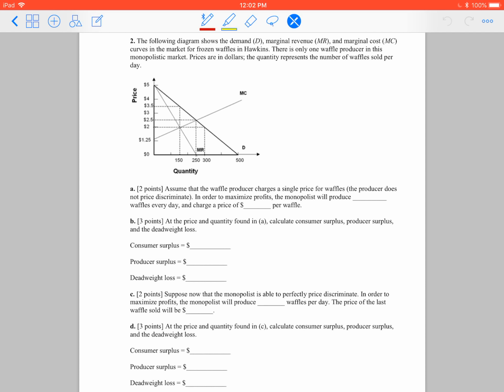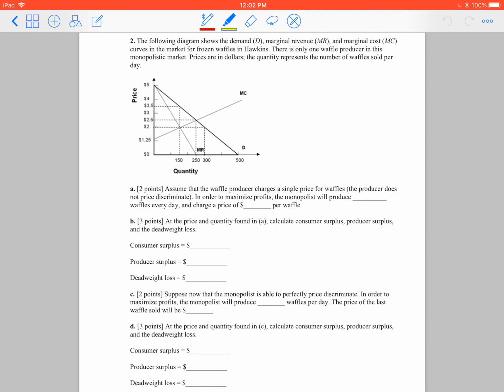Here's question 2 on last year's final exam, short answer questions. You're given this diagram that shows demand, marginal revenue, and marginal cost. These are all straight lines, which means that we can draw triangles and calculate the area of triangles and rectangles.